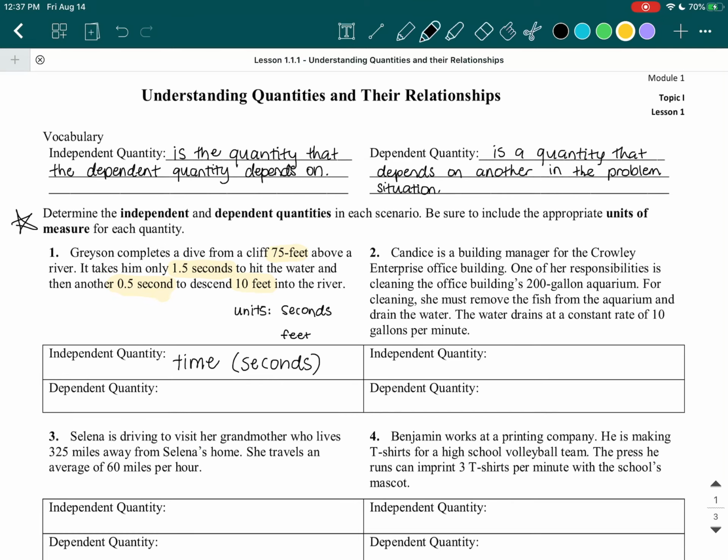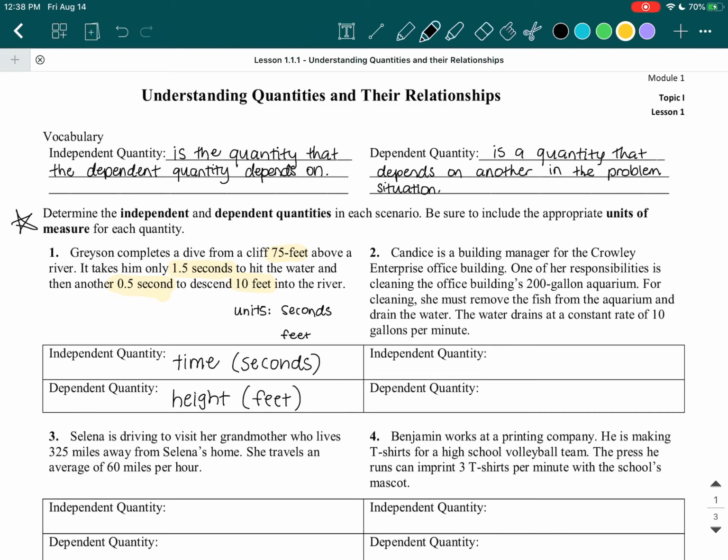All right, next, feet. Feet is our other unit. What do you think feet describes? Is that feet between my house and your house? Feet between, I don't know, these two chairs that I'm sitting on? No, it's feet describing his height. Grayson is diving off of a cliff, so his height is measured in feet. So height is going to be the dependent quantity. And we said the unit was feet. All right, so the height depends on the time.